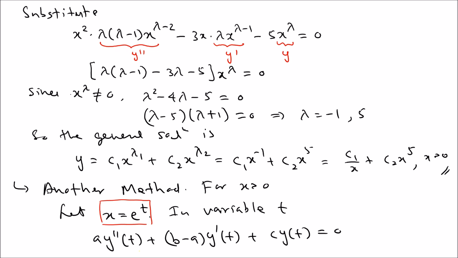If x is negative, we can say x equals negative e to the t. The interesting thing is you get the exact same equation even in that case. Very interesting. So now this is a constant coefficient equation and we know how to solve that.